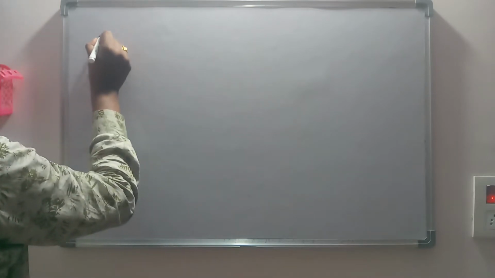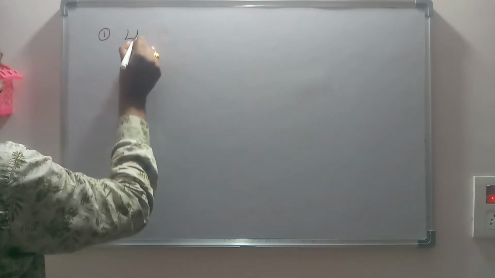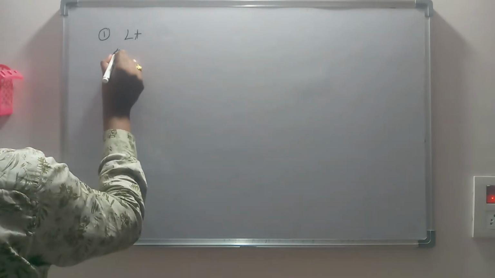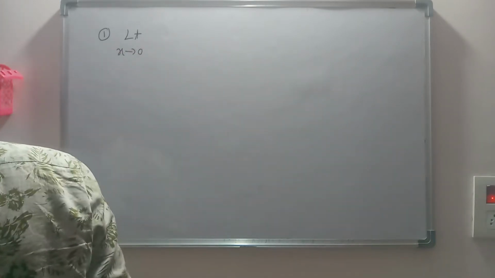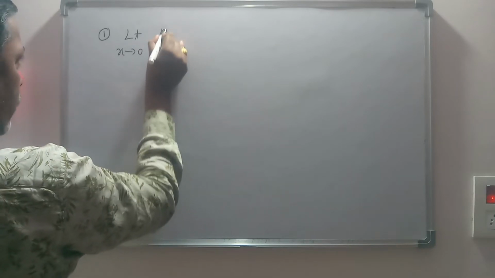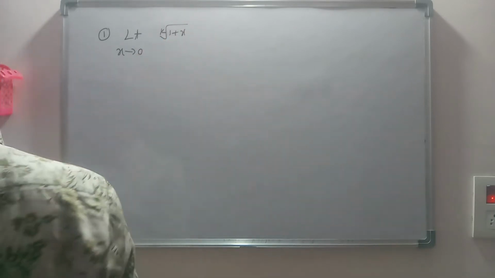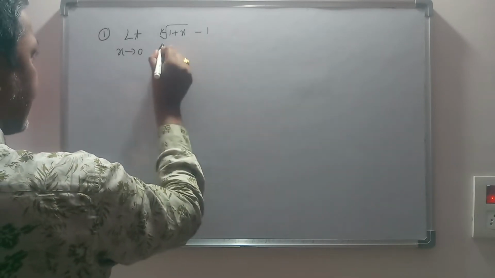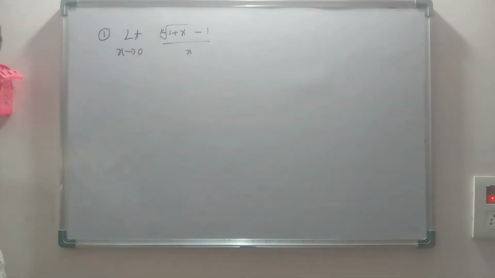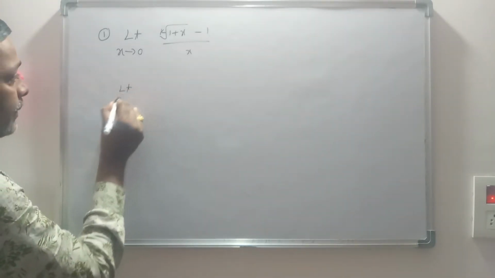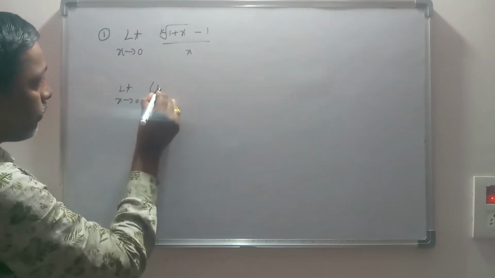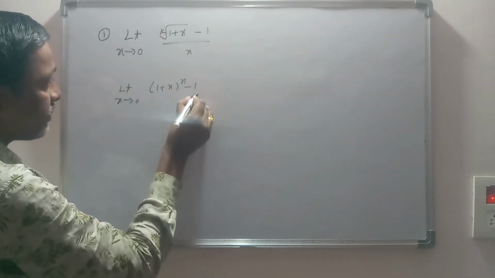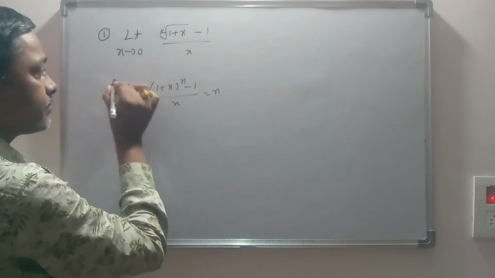Limits 2. Second class, limits. Some problems are there. First one: limit x tends to 0, kth root of 1 plus x minus 1 by x. What is the value? Some formula is there. Limit x tends to 0, (1 plus x) whole power n minus 1 by x is equal to n.